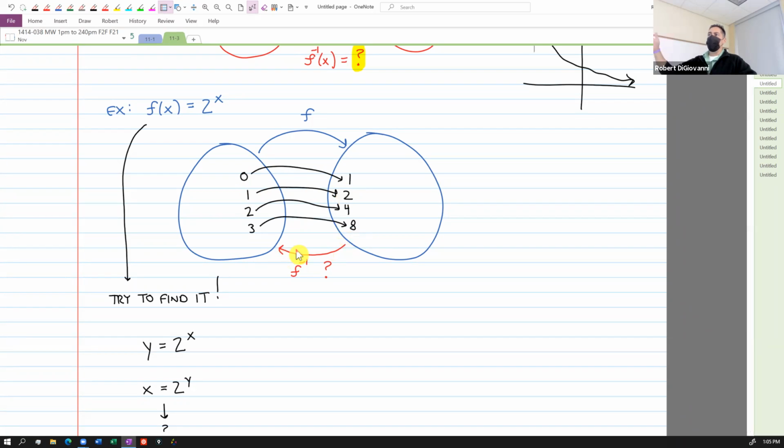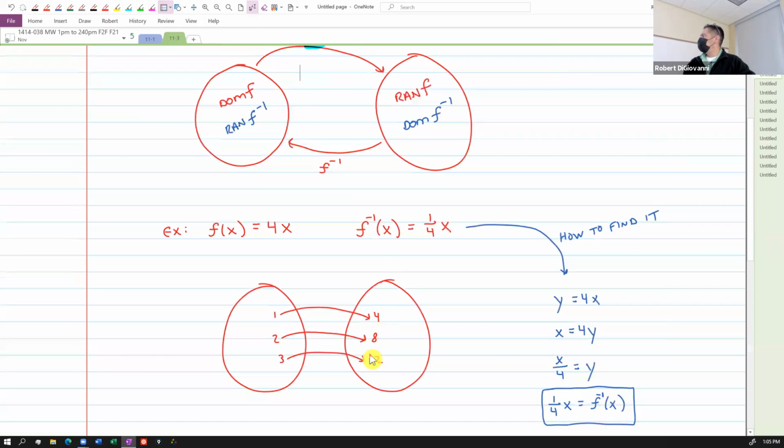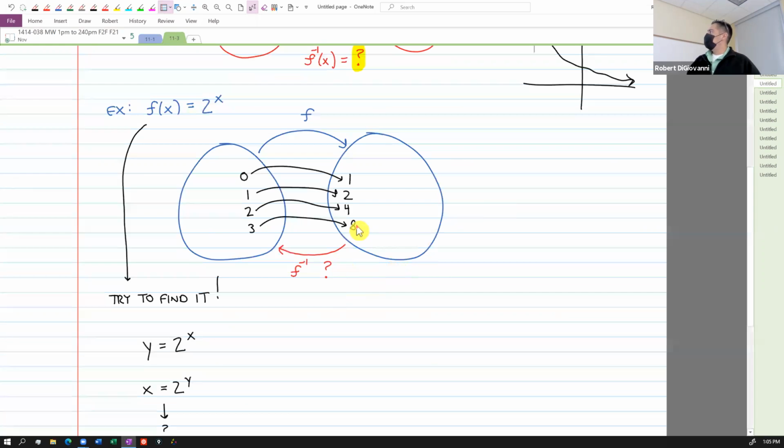We took 12 divided by 4, we got back to 3. Took 8 divided by 2, divided by 4, went back to 2, right? On the previous one, it's pretty simple to see how to get backwards, yes? But here, how do we get backwards?